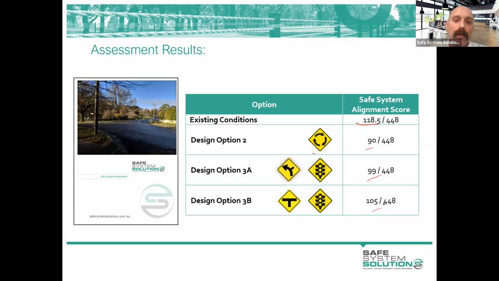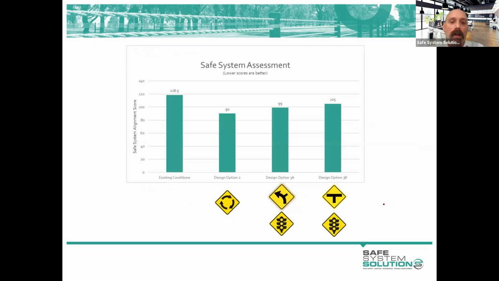So the thing that tells me immediately is that every one of these options has better alignment with safe system principles than the existing conditions. Now, I don't think we need to go through that big process to say that, but it does help. We know there that the roundabout is the best alignment with safe system principles for this scenario, but it's still got a score of 90. So there's still some things that could be done to get better alignment with safe system principles. And you might want to present that any way you want. A little graph like that is good for these overarching figures.